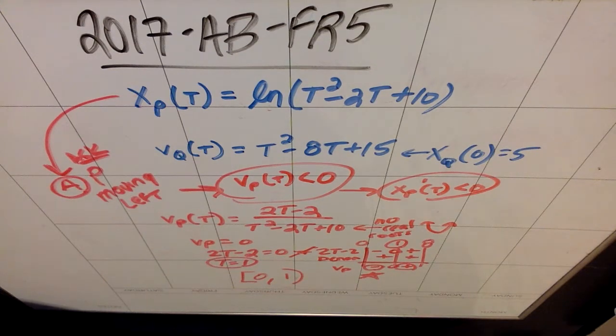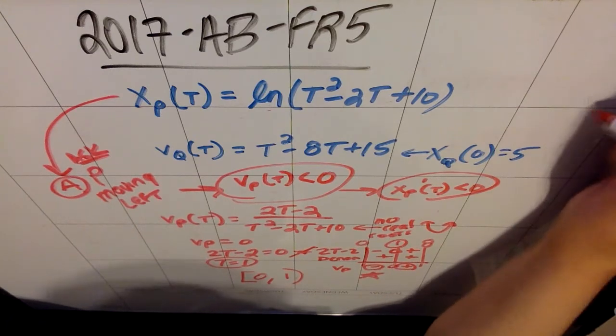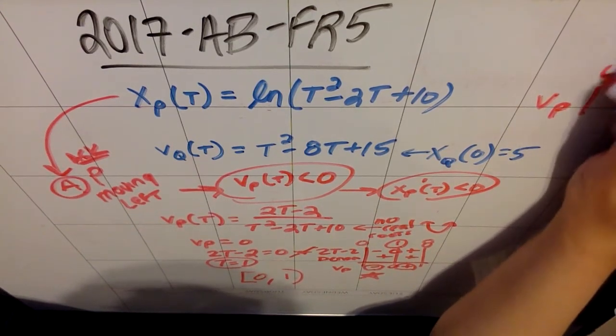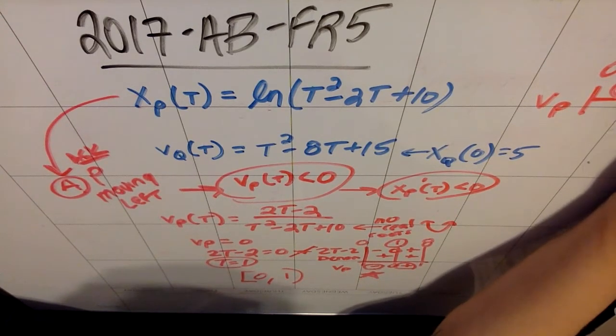Part B, for that same window from 0 to 8, find all times t during which the two particles travel in the same direction. So I'm going to make a note of this work. If I were doing this on paper, I wouldn't have to do this, but because I'm doing it on the board and I'm about to erase the board, I'm going to make a note. I'm just going to write off to the side for my own benefit that vp from 0 to 1 was negative, and then until 8 was positive.